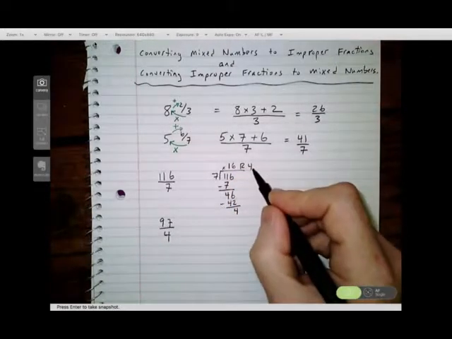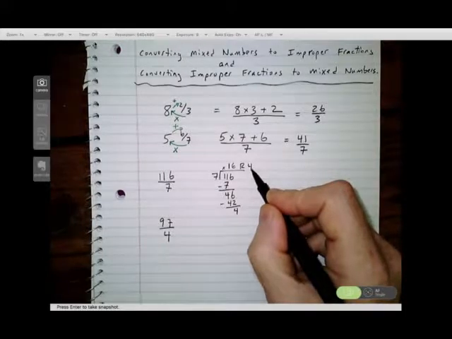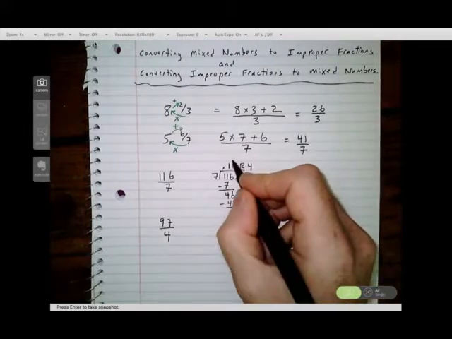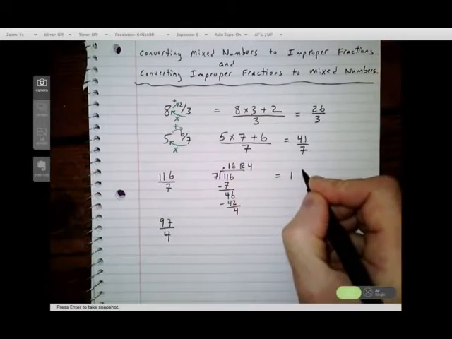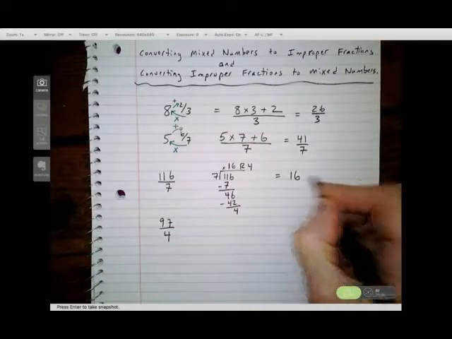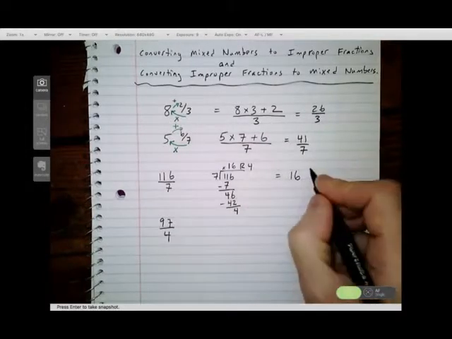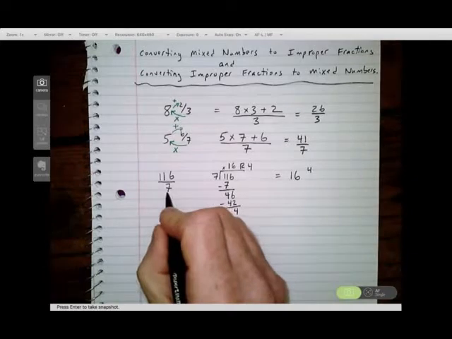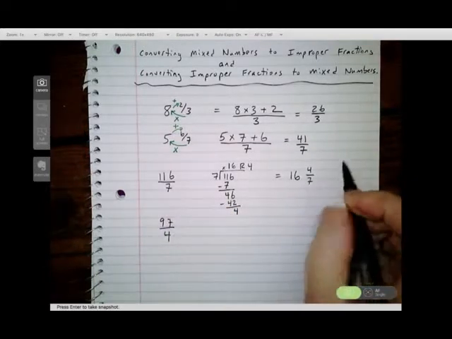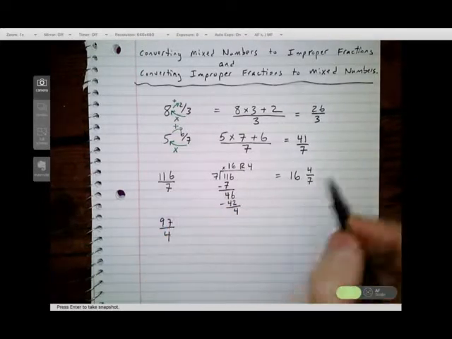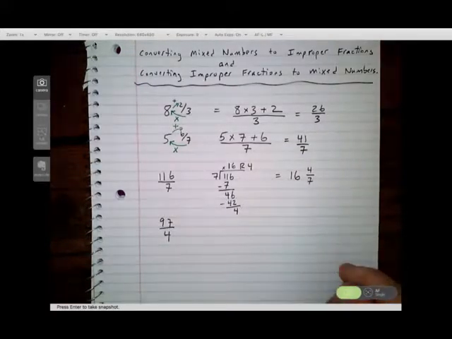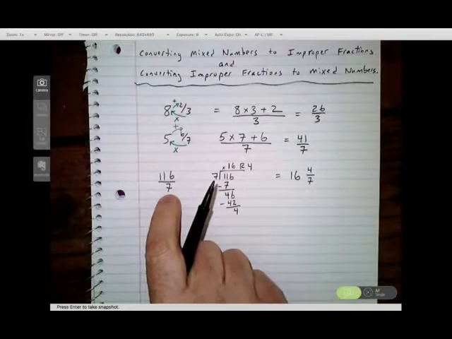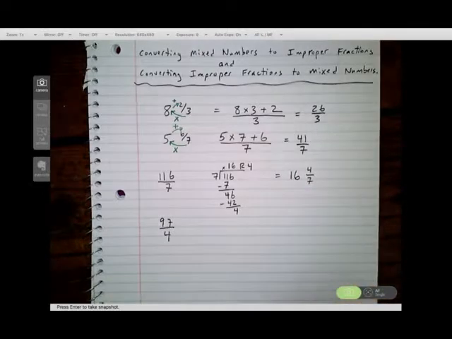So how do I turn this into a mixed number? Well, the quotient, or this number here, this 16, is our whole number because 7 goes into 116 16 whole times. Our remainder becomes the numerator of the fraction, and then our 7 here stays as the denominator. So this 116 sevenths is the same as 16 and 4 sevenths because 7 goes into 116 16 times with 4 left over. Okay, so now we've taken an improper fraction and made it a mixed number.